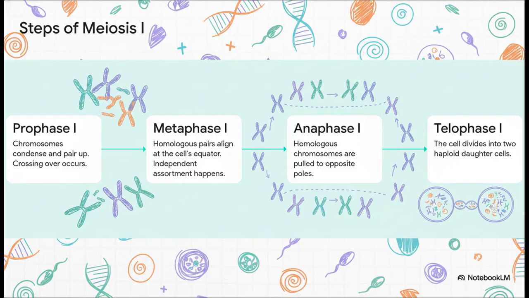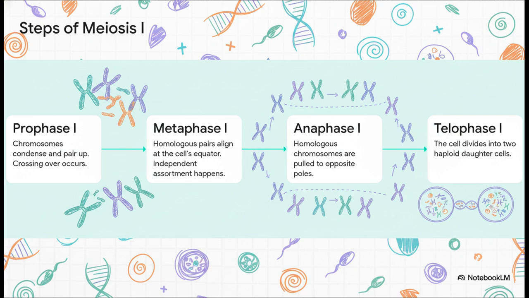Okay, so here's the play-by-play. It starts with prophase I. The chromosomes pair up and do that crossing over thing we just talked about. Then comes metaphase I, and this is where another cool thing happens, independent assortment. Just picture it. All those pairs of chromosomes line up right down the middle of the cell. And for every single pair, it's a complete 50-50 chance, a coin flip, whether the mom chromosome or the dad chromosome faces one way or the other. This random lineup is another massive source of genetic mixing.